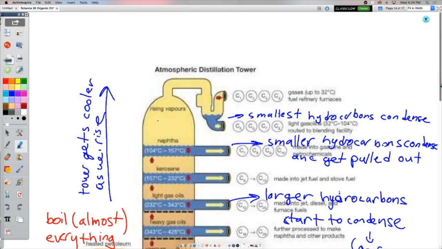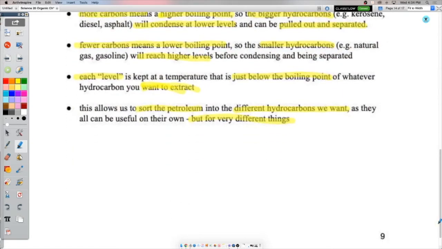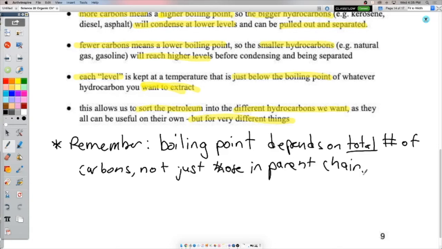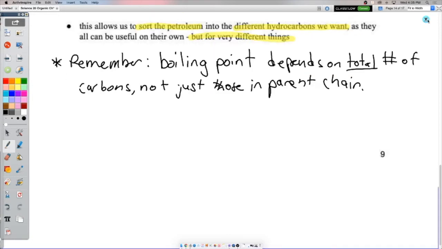Just a quick note on boiling point and number of carbons. Remember, it's the total number of carbons, not just the number of carbons in the parent chain. So just remember that boiling point depends on the total number of carbons, not just the carbons in the parent chain. Why do I say that?